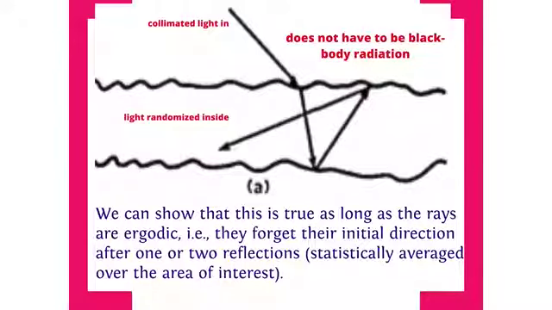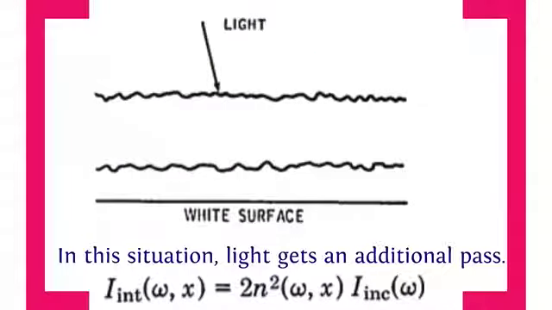We can show that if you send in highly directional light into such a material, it can very quickly get randomized. We can show that this is true as long as the rays are ergodic, that is, they forget the initial direction after one or two reflections. And when we talk about rays, we always talk about some statistical averaging in area, meaning we don't talk about a single ray. It's usually some region. A solar cell has some size, right? So over that entire size, you average over all the rays. Just details, not terribly important, but you should appreciate it.